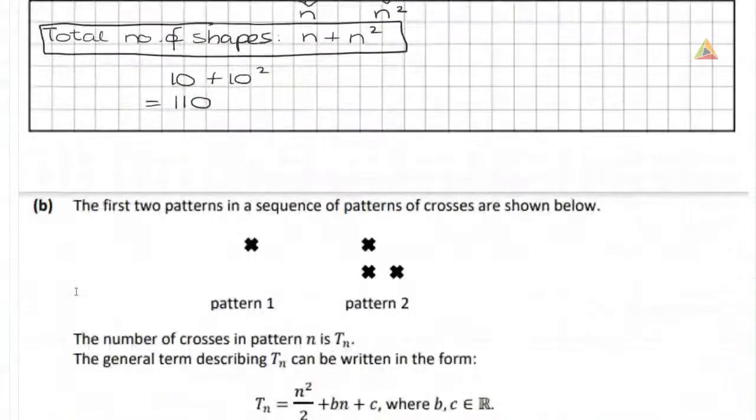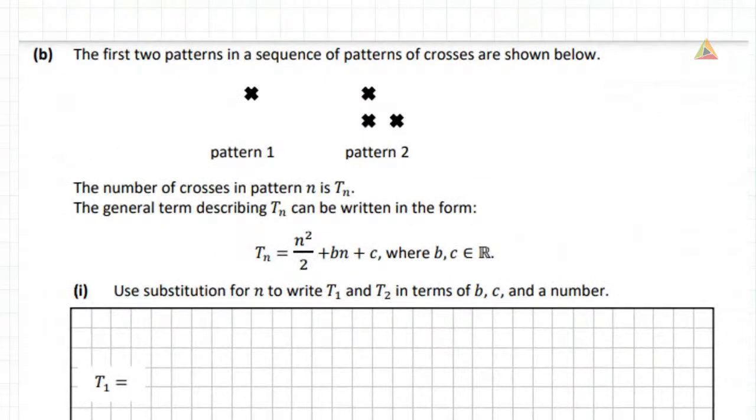Part B then of that question gives me a different pattern. It says the first two patterns in a sequence of patterns of crosses are shown below. Pattern 1 has one cross in it. Pattern 2 has one cross and two crosses underneath it. And it says the number of crosses in pattern n is Tn, and the general form can be written as n squared over 2 plus bn plus c. So this time we're seeing this n squared, so we know that we have a quadratic formula. It's told me that we have n squared over 2.